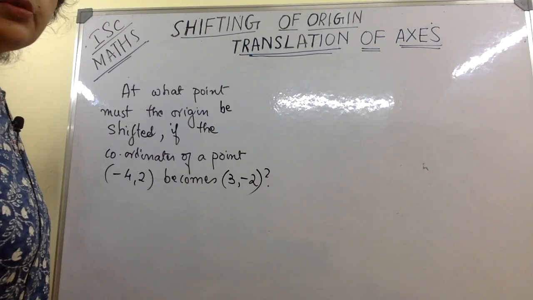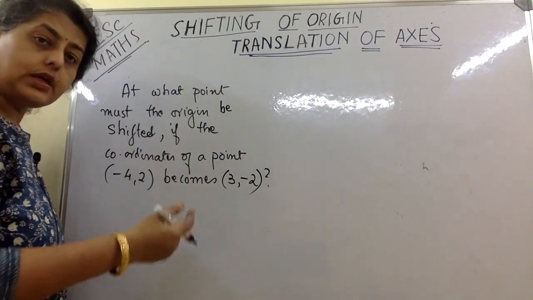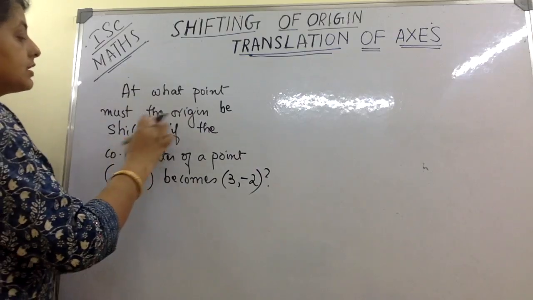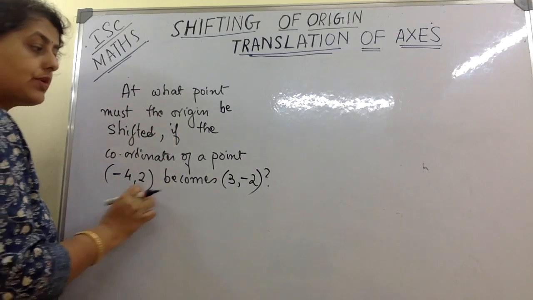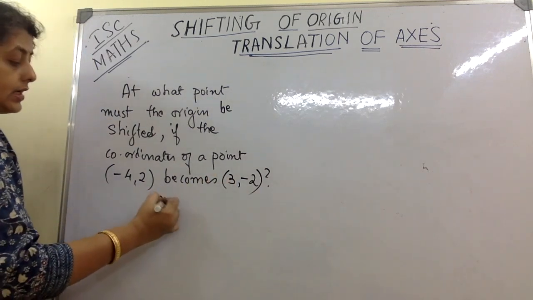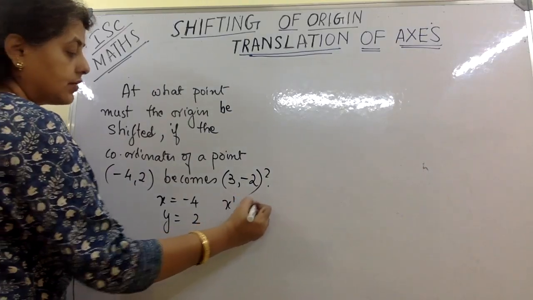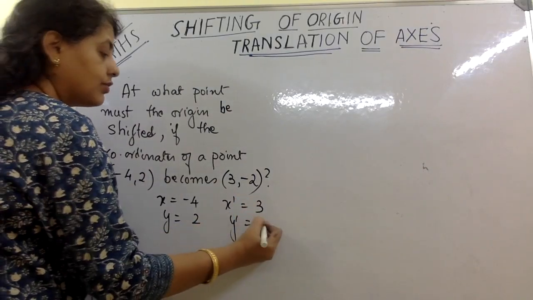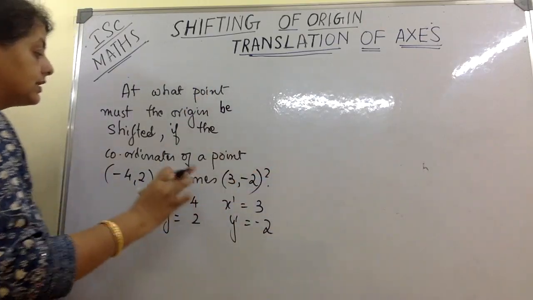Okay. Now here is a question which is asking us for the new origin, coordinates of the new origin. At what point must the origin be shifted? If the coordinates of a point means this was the original xy, has this is x dash y dash. X is equal to minus 4 and y is equal to 2, x dash is equal to 3 and y dash is equal to minus 2. Write this in the beginning only, you will not do any mistakes in that case.